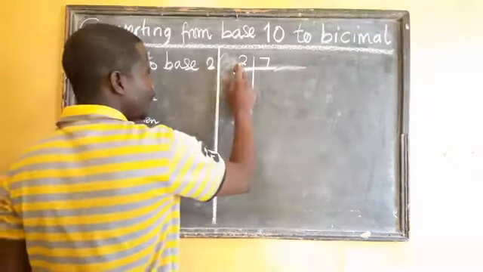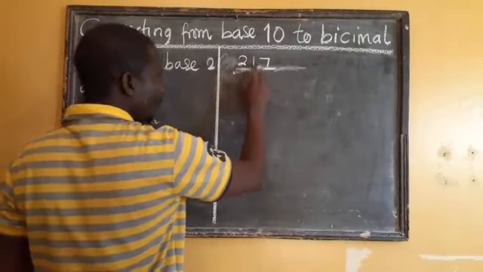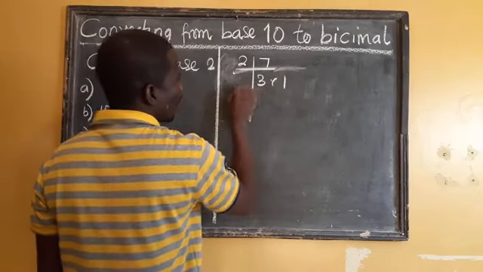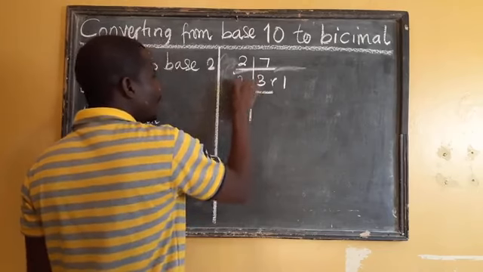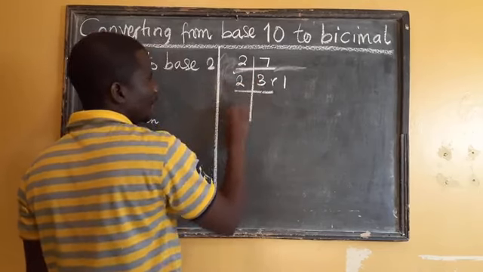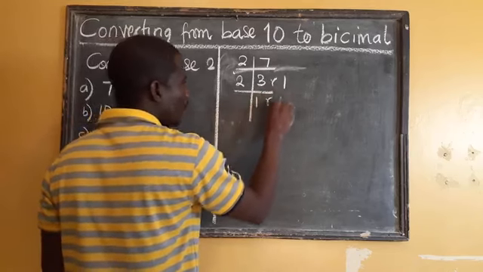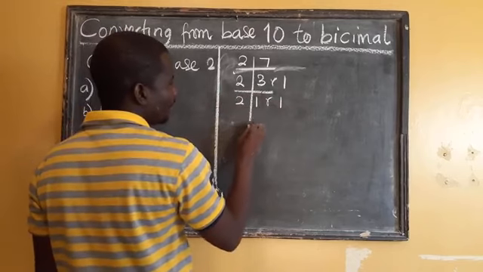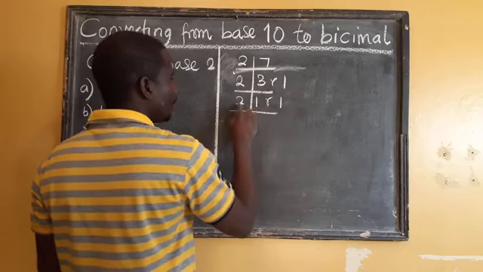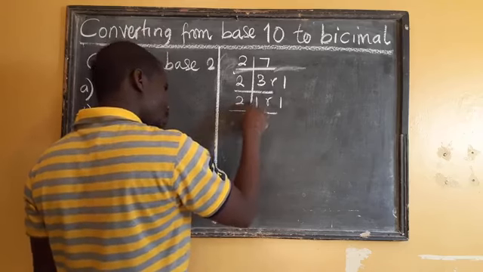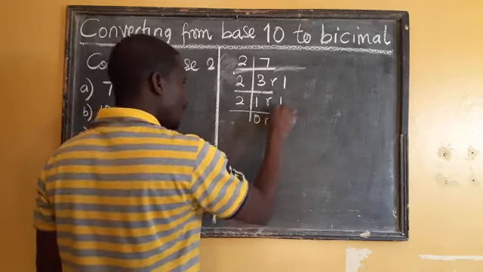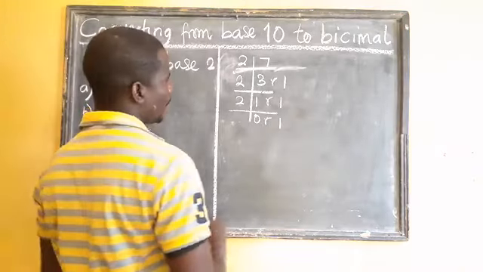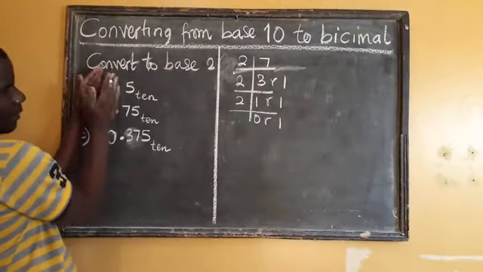So we divide 2 into 7. What do we get? We have 3, remainder 1. Okay? Then we continue. 2 into 3 is 1, remainder 1. We continue until we have 2 into 1. It is 0, remainder 1. Are you getting me? For the whole number, this part.